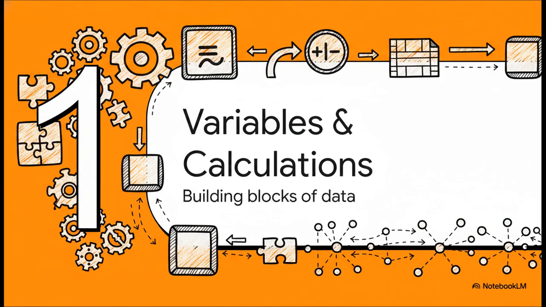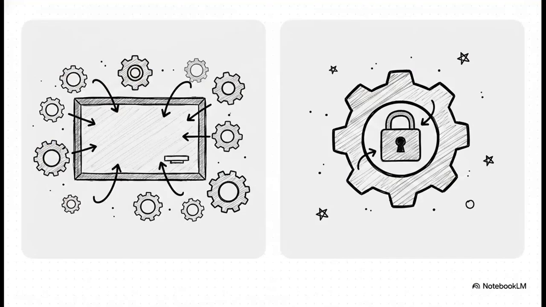All right, Section 1, Variables and Core Calculations. This is all about understanding the essential building blocks of our data. Okay, let's dive into this. When you're writing a program, you really have to think strategically about where your data actually lives. It's not just about storing a number, it's about who has access to it.